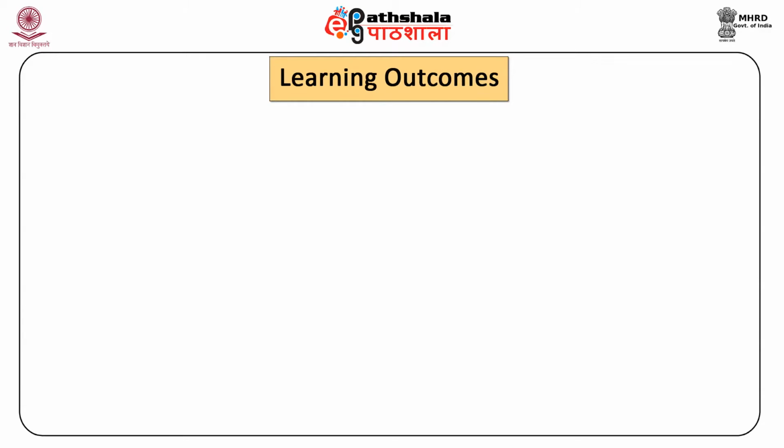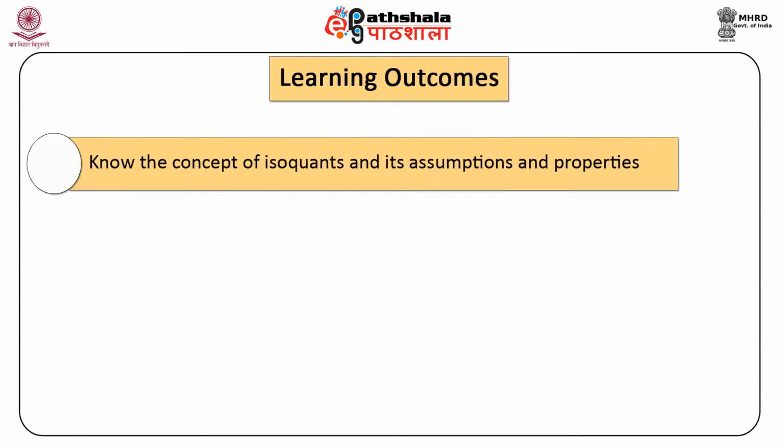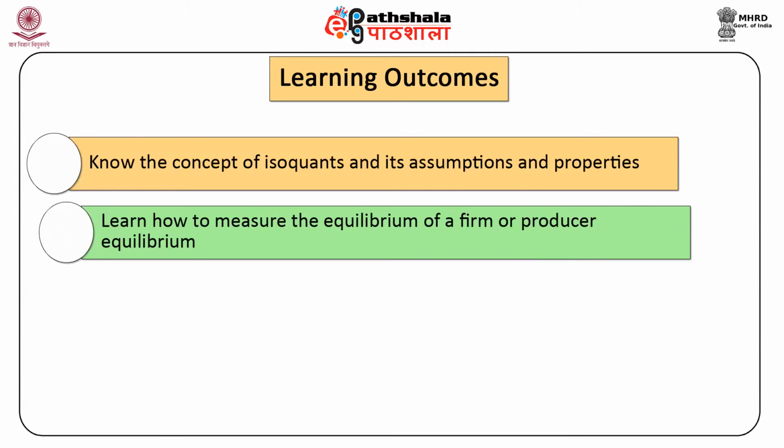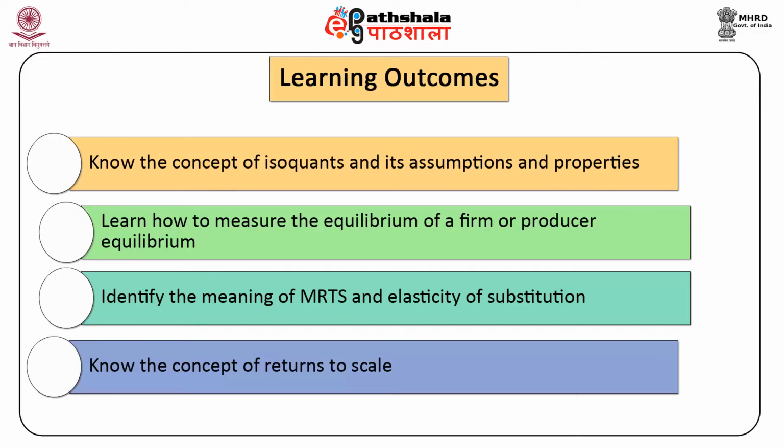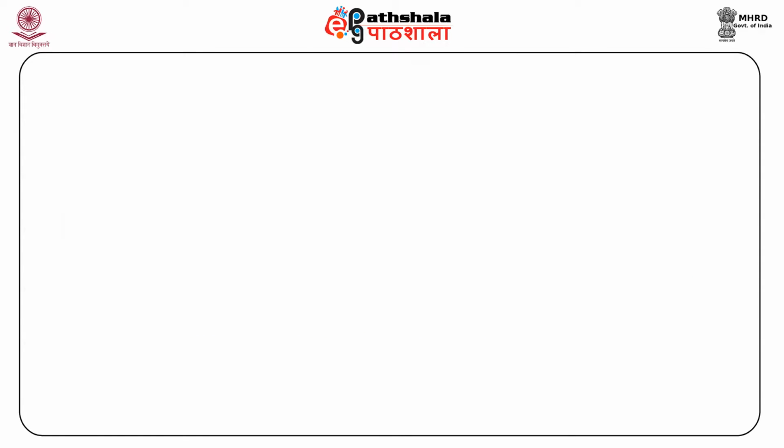Learning outcomes. After studying this module, you shall be able to know the concept of isoquants and its assumptions and properties, learn how to measure the equilibrium of a firm or producer equilibrium, identify the meaning of MRTS and elasticity of substitution, know the concept of returns to scale. Let us begin with isoquant, its assumption and properties.